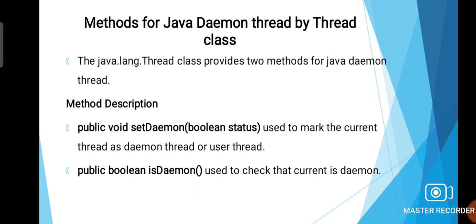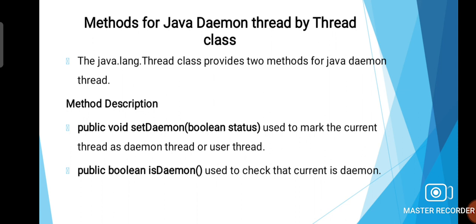The base class for the daemon thread is java.lang.Thread, which provides two methods for the Java daemon thread. The first method is setDaemon, the second method is isDaemon. The setDaemon method is used to mark the current thread as a daemon thread or user thread. That is, setDaemon is used to set a particular thread as a daemon thread.